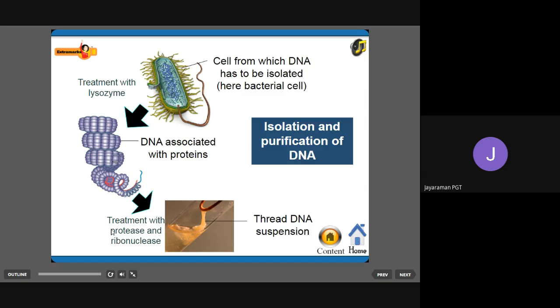Treatment with proteases removes the histones. Wherever the RNA is there, RNase can be used to remove it. So only the DNA is left. You can see here the DNA thread. So this way you will get it.